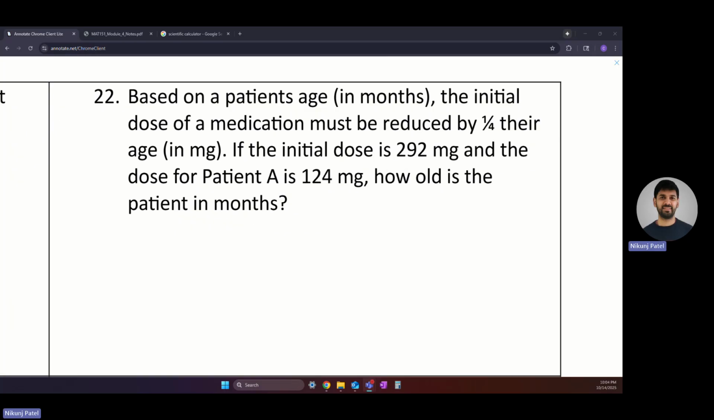Number 22 says, based on the patient's age in months, the initial dose must be reduced by 1/4 of their age in milligrams. If the initial dose is 292 and their dose is 124 now, how old is the patient in months? So we need to figure out how much it was reduced by. We can start with something we wrote before.